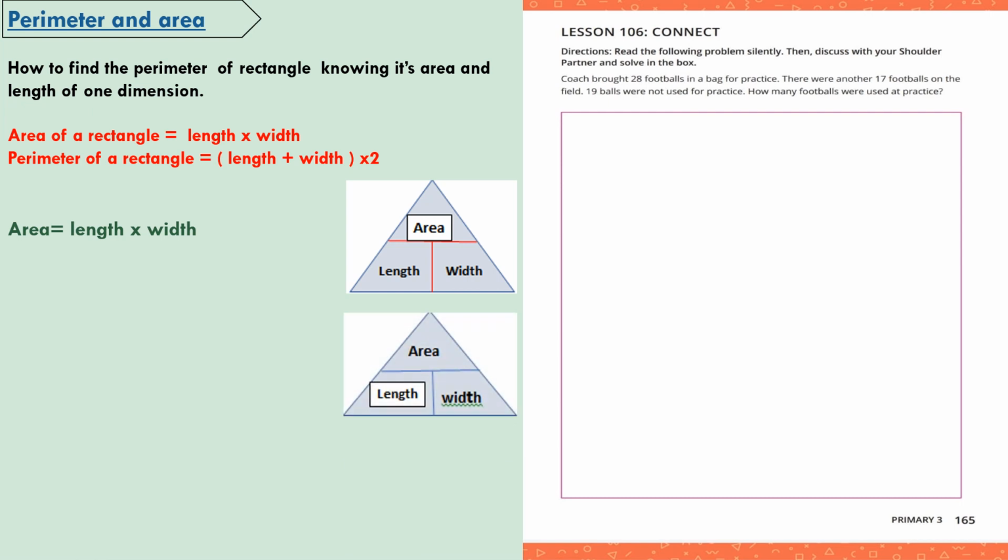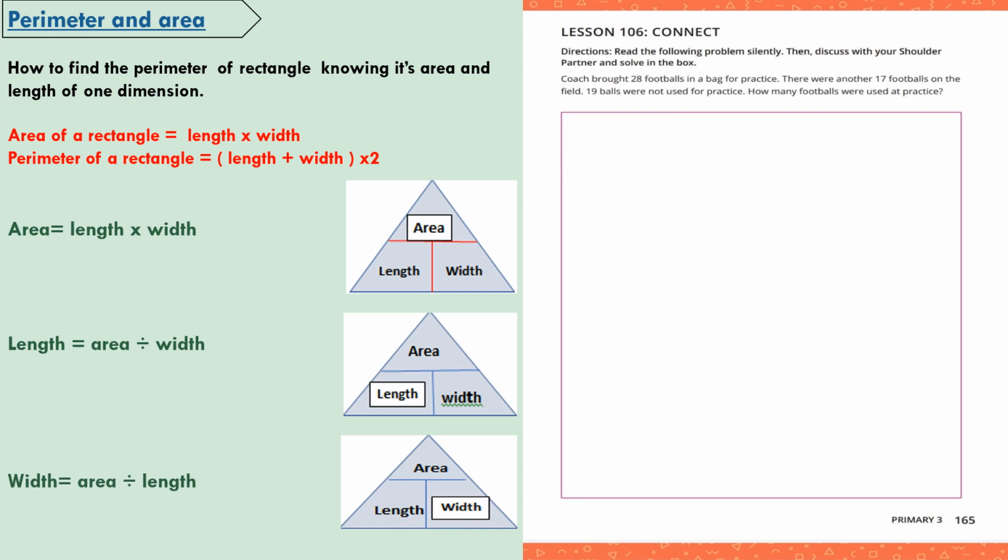Okay, if I have the area and width, how do I get the length? By dividing. Dividing area by width. Okay, if I have the area and length, how do I get the width? By dividing area by length.